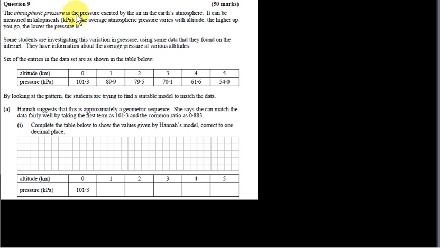The atmospheric pressure is the pressure exerted by the air in the Earth's atmosphere. It can be measured in kilopascals. The average atmospheric pressure varies with altitude. The higher up you go, the lower the pressure is.